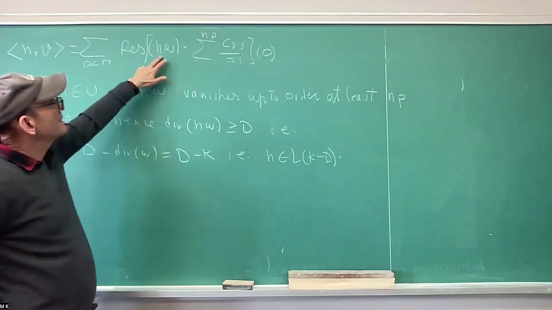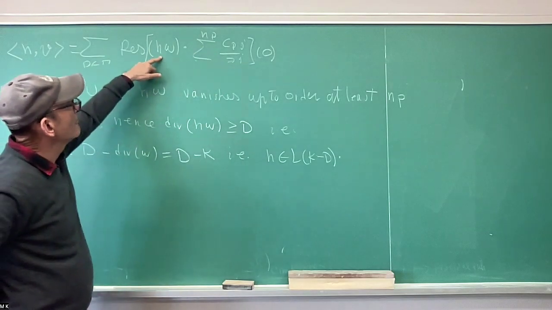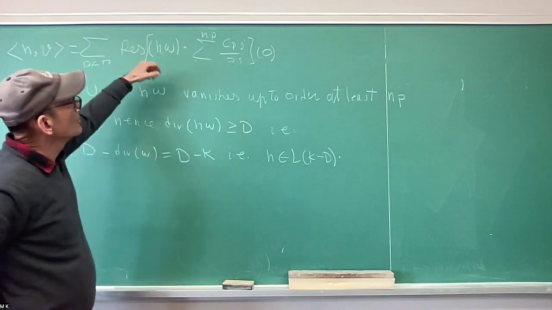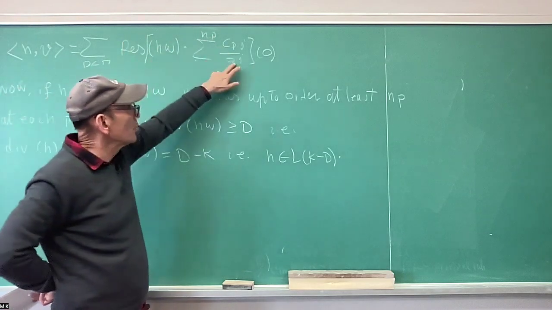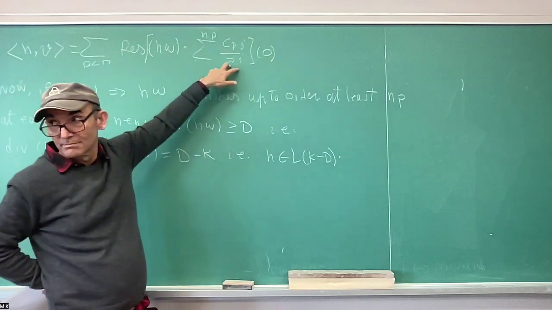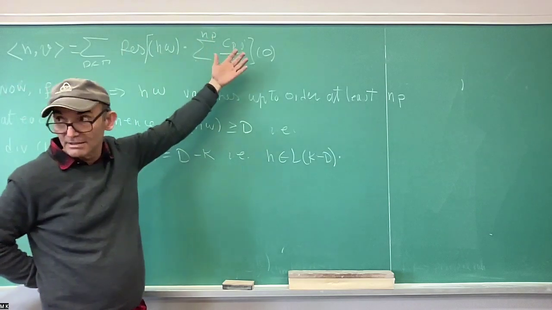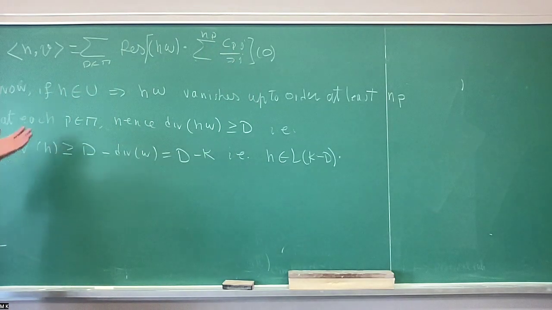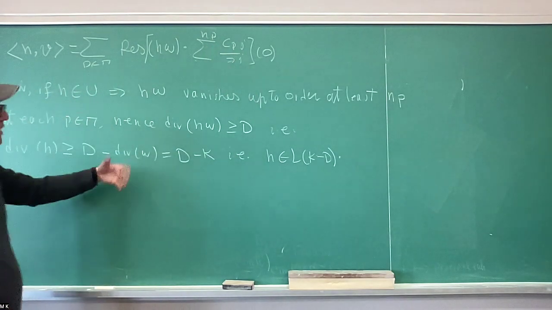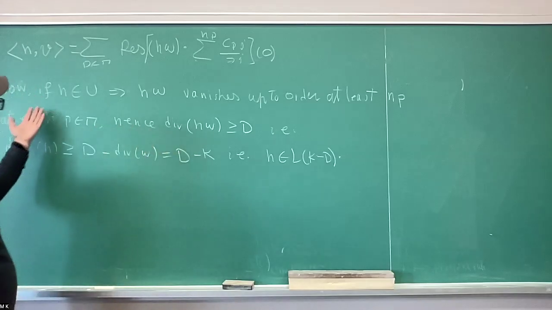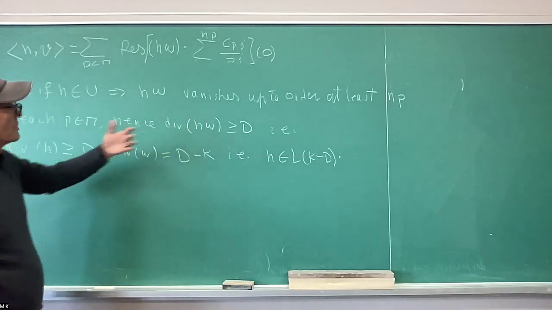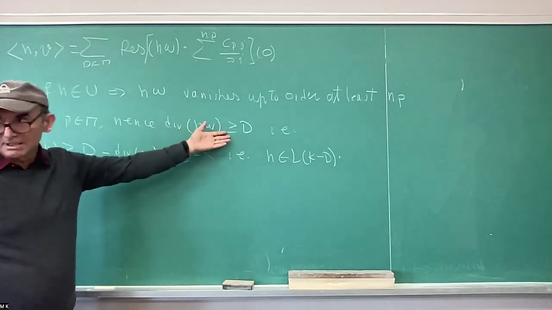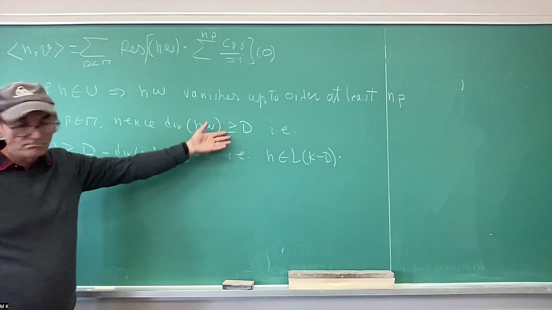So it means that this must have a zero at that point, which has order at least NP, in order to kill all these things. Because that's the definition. So now if you have a zero of order at P, you translate it into the language of divisors. Again, this really means H omega vanishes up to that, at each P: divisor of H omega is bigger than T. That's what it means.